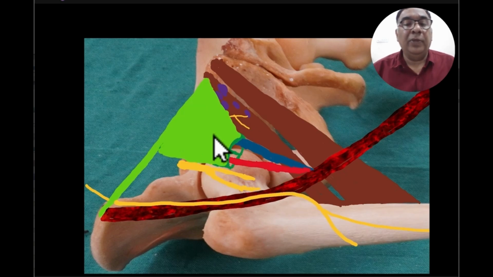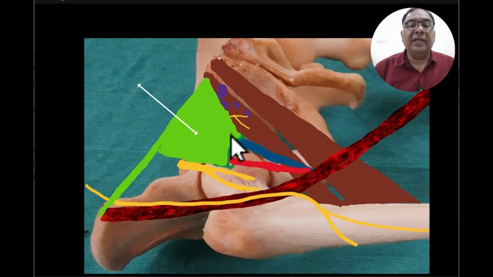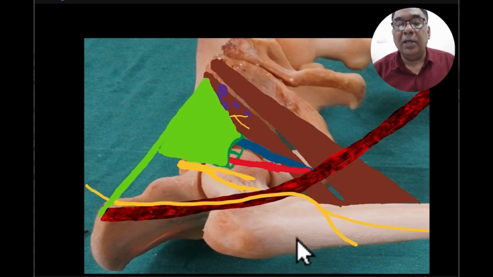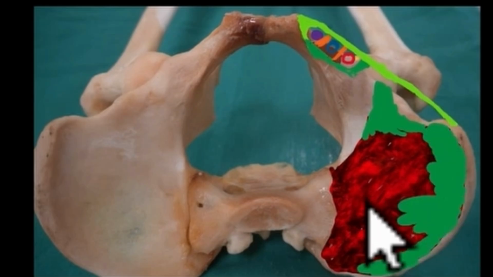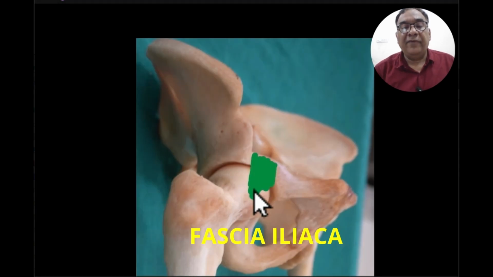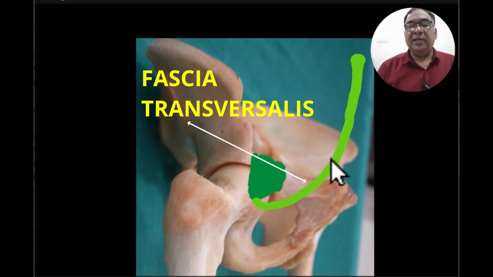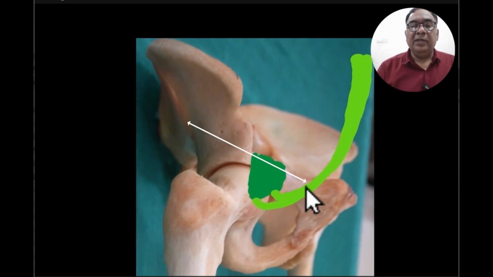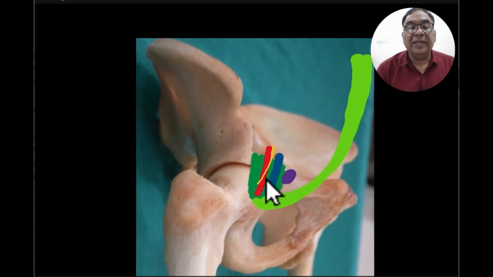Now the femoral sheath. The femoral sheath is a funnel-shaped sleeve of fascia enclosing the upper 4 cm part of the femoral vessels. It has two walls, anterior wall and posterior wall. The posterior wall is formed by fascia iliaca. This is the iliacus muscle. It is covered by fascia. This is called fascia iliaca. Here an extension of fascia iliaca forms the posterior wall of the femoral sheath. Now the anterior wall is formed by fascia transversalis. Fascia transversalis lines the inner surface of the transversus abdominis muscle. Here both walls enclose the femoral artery, femoral vein, lymph node of Cloquet, and the femoral branch of the genitofemoral nerve.